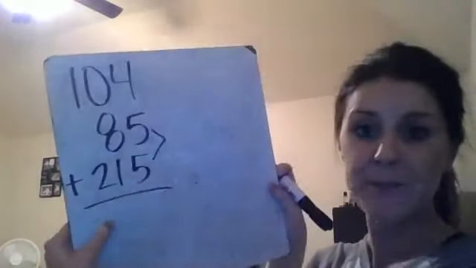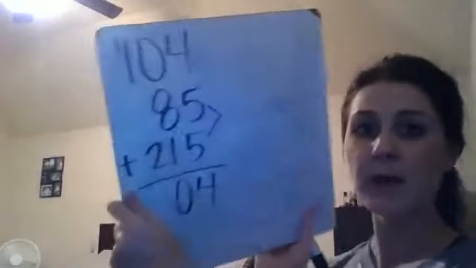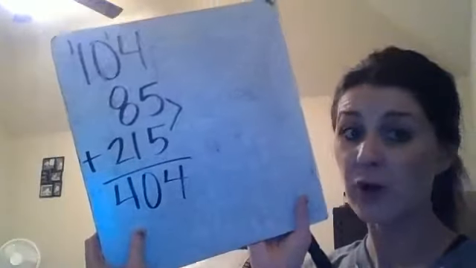5 plus 5 is what? 10 plus 4 is 14. Carry over your 1. 1 plus 8 is 9. 9 plus 1 is 10. Carry over your 1. 1 plus 1 is 2. Plus 2 is 4. So you got 404 for all 3 days.